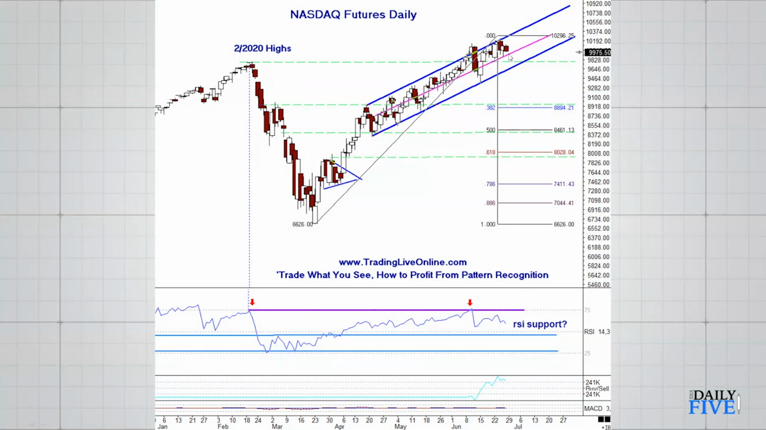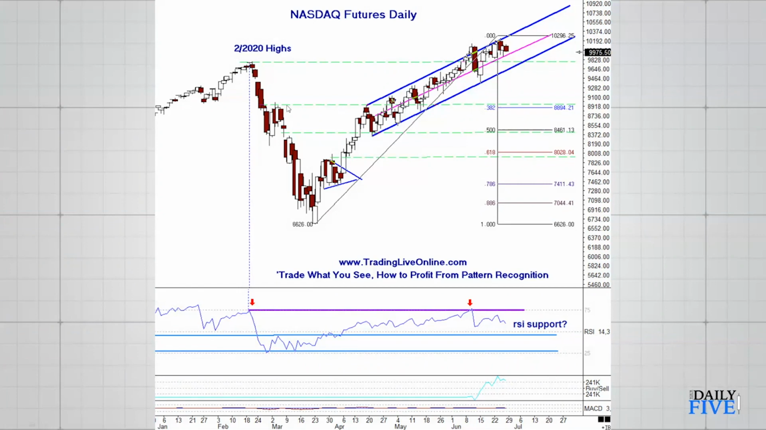If we come down through this center line, at a minimum it goes down to the lower end of this channel line, which also lines up with this green line at the previous 2020 highs from February. Now, if we break below this, I've got a Fibonacci retracement on from the lows in March, and each support area I've marked with the green dashed lines corresponds to a Fibonacci retracement level.